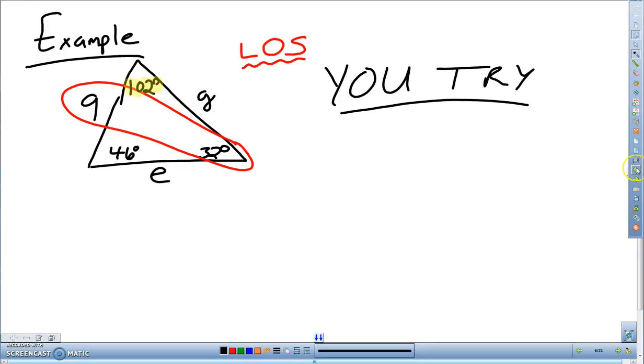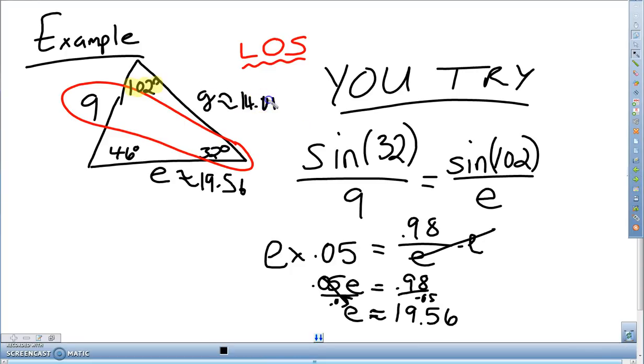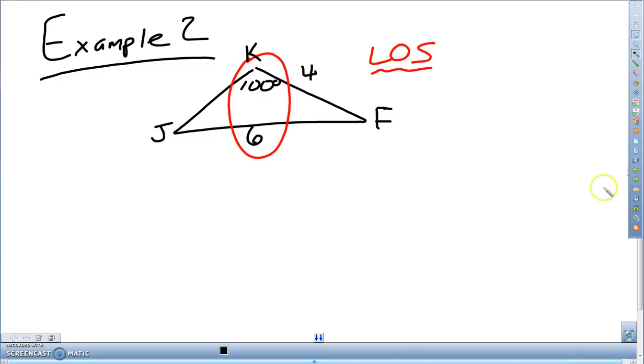Let me make sure here. Oh, sorry. So this was 0.39. So we got all 6 parts. We solved our triangle. Moving on.